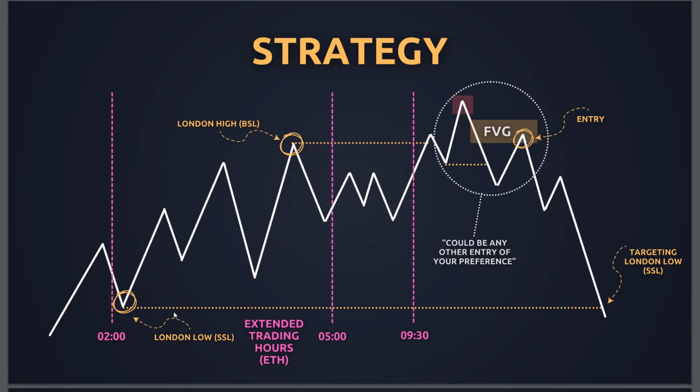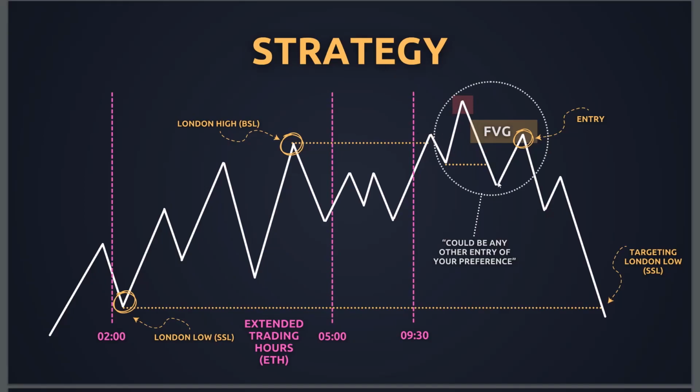So after identifying the bias and the draw on liquidity, or simply the order flow even from a single time frame, I'll be waiting for 9:30 for the market to open, and 9:30 or 10, or 10 to 11, which is the silver bullet timing. I'll be waiting for price to take the London high, no displacement here. Another time it's taken, and taking this high too.